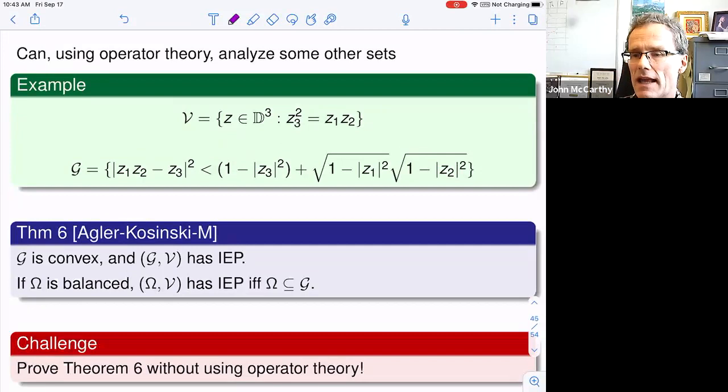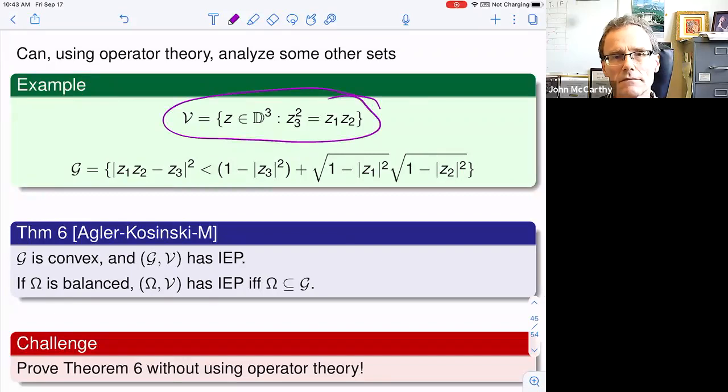And it's maximal, again, if you impose the requirement of being balanced. So just like the diamond was the maximal balanced set for which the pair of cross disks had the isometric extension property, this set G is the maximal balanced set for our set V. Now, the proof heavily uses operator theory. So I would challenge function theorists to come up with a proof of this fact without using operator theory, because the statement has nothing to do with operator theory. This is just a statement about functions.